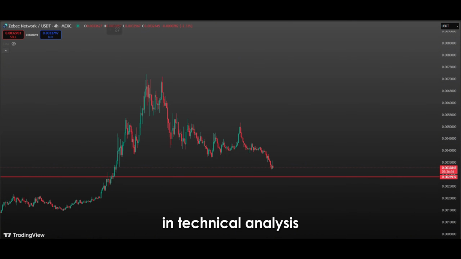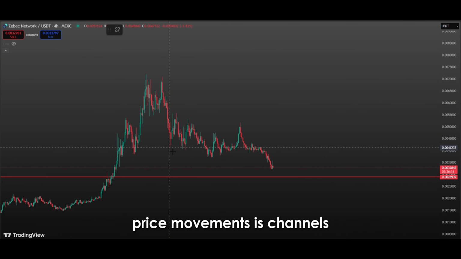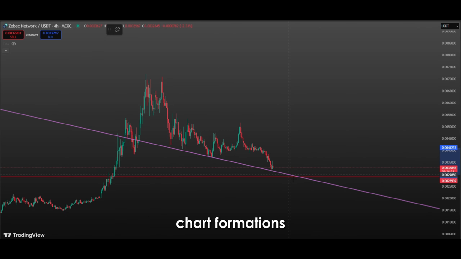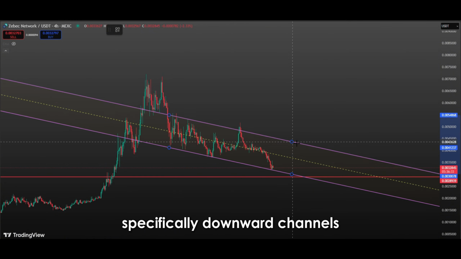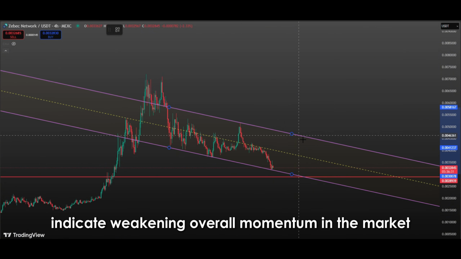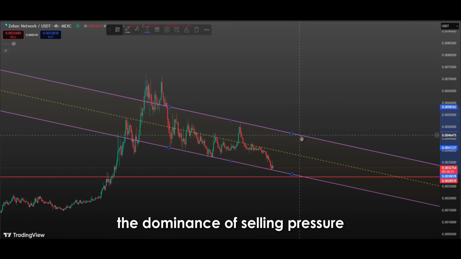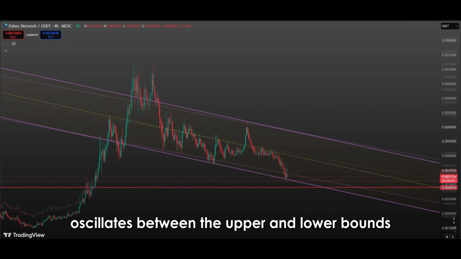Stay tuned. In technical analysis, one of the fundamental building blocks for evaluating price movements is channels, chart formations that show the price moving within defined boundaries. Specifically, downward channels indicate weakening overall momentum in the market, the dominance of selling pressure, and that the price consistently oscillates between the upper and lower bounds.